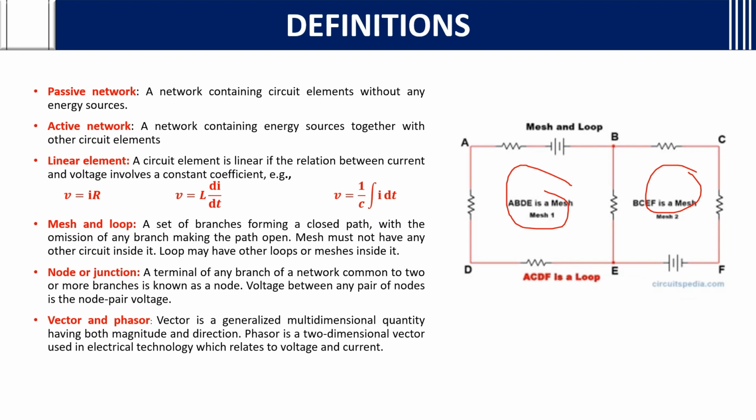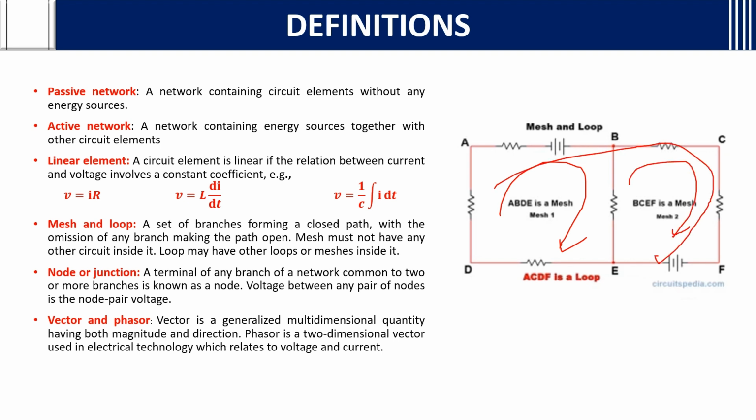But loop. Now let's see loop. What does loop mean? This is one loop. This is two loops. And this whole thing can also be taken as a third loop. 1, 2 and 3: three loops. Loops can have other loops and other circuits inside them also.